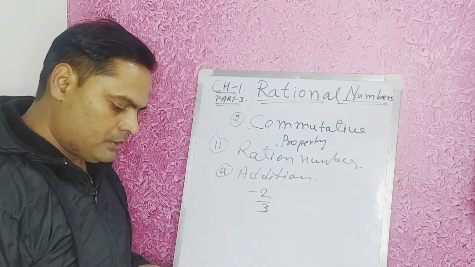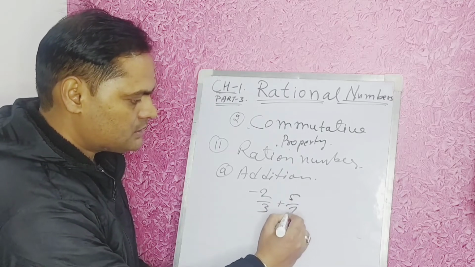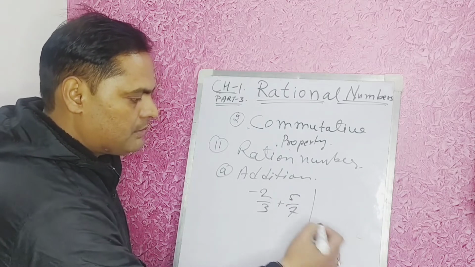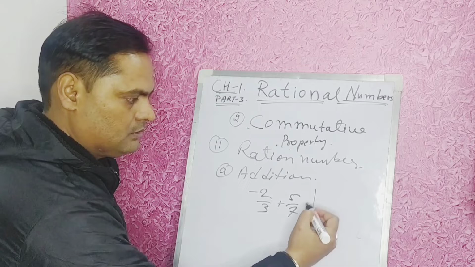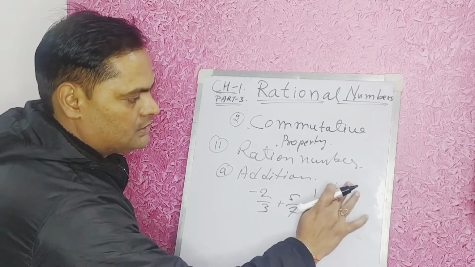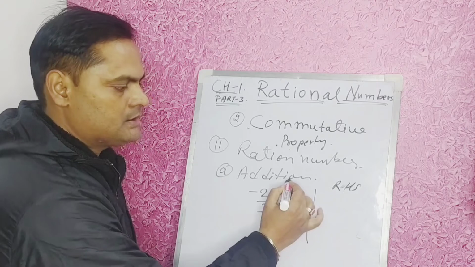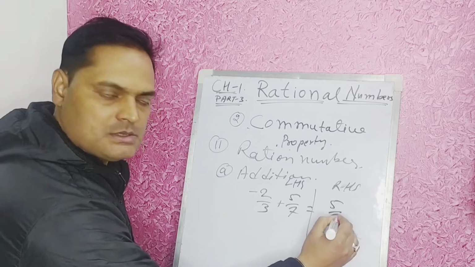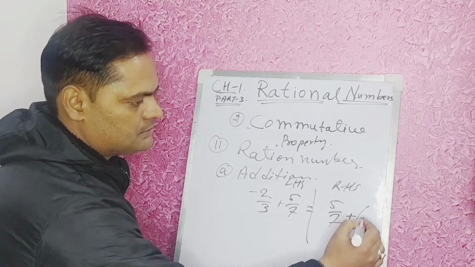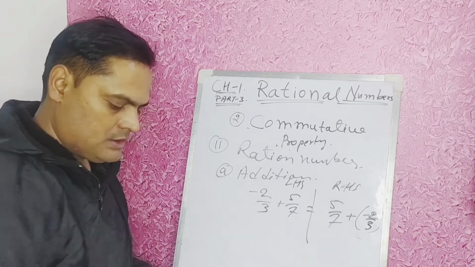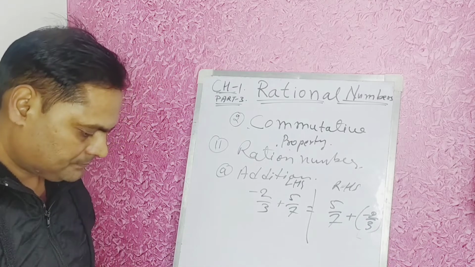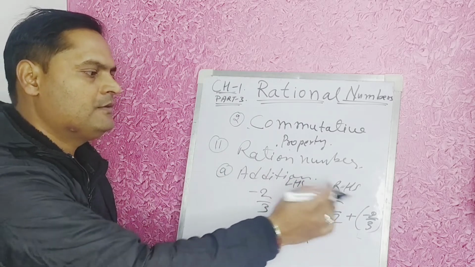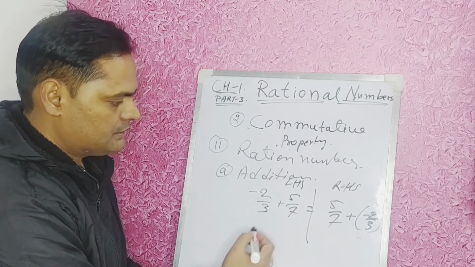So minus 2 upon 3 plus 5 upon 7. Okay, we'll see the result, but let's convert this thing to the LHS. This is the RHS and this is the LHS side. So let's see, 5 upon 7 plus minus 2 upon 3. So again the number is the same, but we have just interchanged it from left to right. Let's see the answer here.